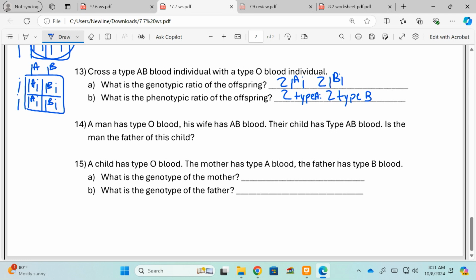So 14 says, a man has type O blood. His wife has type AB blood. Their child has type AB blood. Is the man the father of this child? Okay, so let's see what's going on here. We know that the man has type O blood and the woman has type AB blood. Let's cross those and see if we can generate this blood type. Okay, so draw the Punnett square. Here's the mother. Here's the father. And then let's cross them and see what happens.